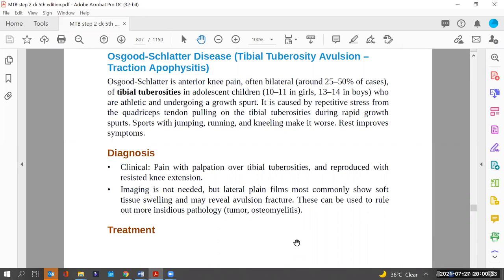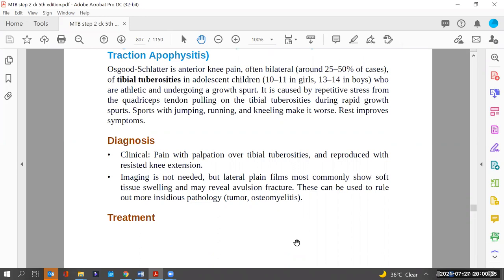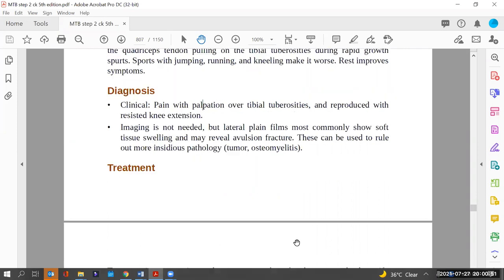Now, these films can be used to rule out more insidious pathology like tumor or osteomyelitis. So on the basis of X-ray, especially this lateral view, we can see whether osteomyelitis or any tumor is there, or it's really just soft tissue swelling, mainly because of the stress of repeated heavy strenuous exercise.